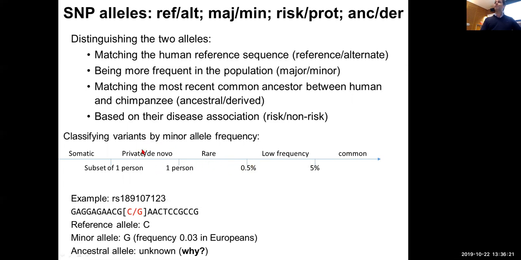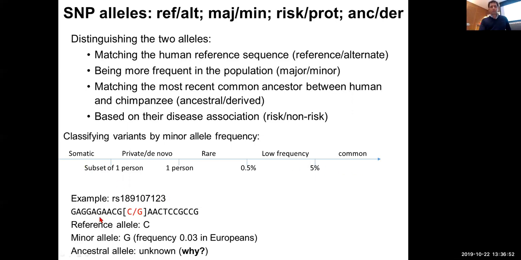And then private variants, if basically that person has it, or if they're a de novo variant where not even their parents have it. It's just a new mutation that happened in that lineage. And we could even talk about a somatic mutation where less than one person has it. So a new mutation that happened during my cell divisions that is not in my brain, that's a somatic mutation. That's less than one person. Okay? Everybody with me so far? So basically, huge range of frequency.